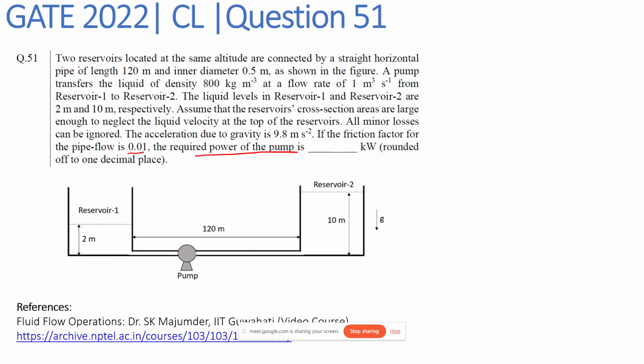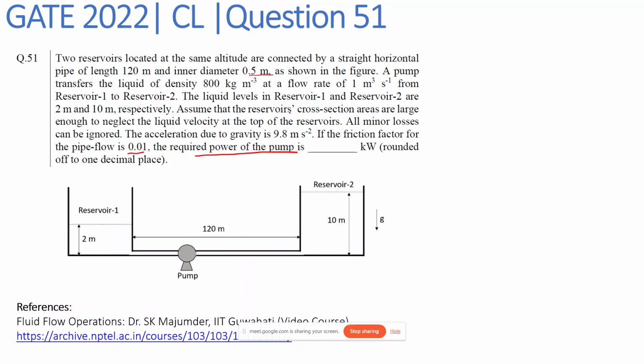So the question states that two reservoirs located at the same altitude are connected by a straight horizontal pipe of length 120 meter and inner diameter 0.2 meter, as shown in the figure. A pump transfers the liquid of density 800 kg per meter cube at a flow rate of 1 meter cube per second from reservoir 1 to reservoir 2. The liquid levels in reservoir 1 and reservoir 2 are 2 meter and 10 meter respectively.